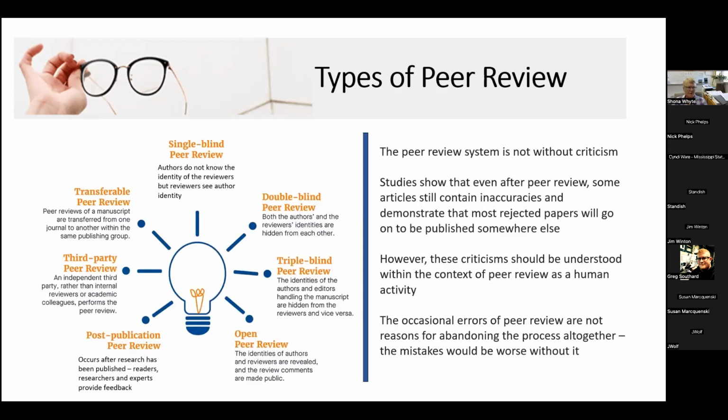The most common, and the one that we use in Journal of Aquatic Animal Health, is the single blind peer review, where authors will submit their manuscript, but they would not then know the identity of the reviewers, but the reviewer would see the identity of the author. Other ones are double blind, where neither the authors nor the reviewers know each other's identities, and triple blind, where the editor is then also unknown to the authors.